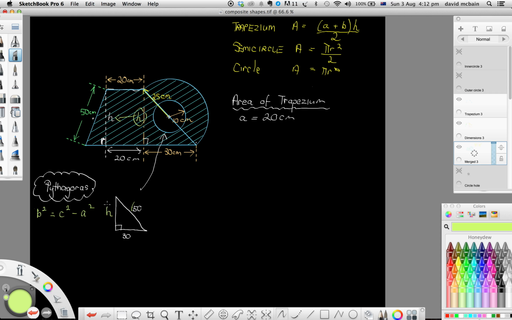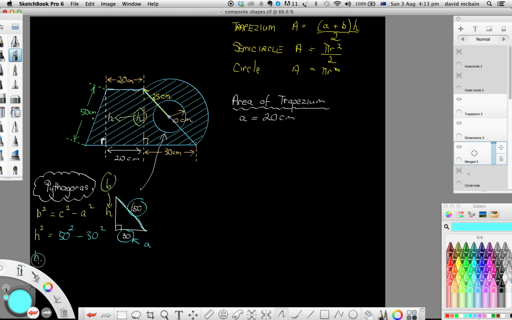Now b, that's what we're trying to find, so we're going to call that h. b is the h side, so I can replace my b with the letter h. So I can say it's h squared equals c squared minus a squared. Well, let's label our triangle. Remember, c is always the hypotenuse, always the longest side. So there's our value for c there. So c is going to be 50, so it's going to be 50 squared minus a. Well, that's the only other side left, that's got to be side a. So it's going to be 30 squared.